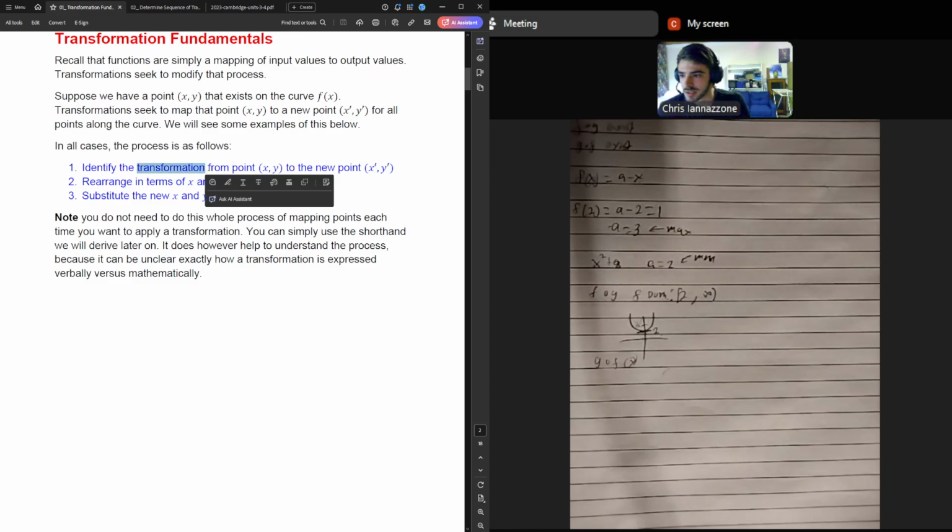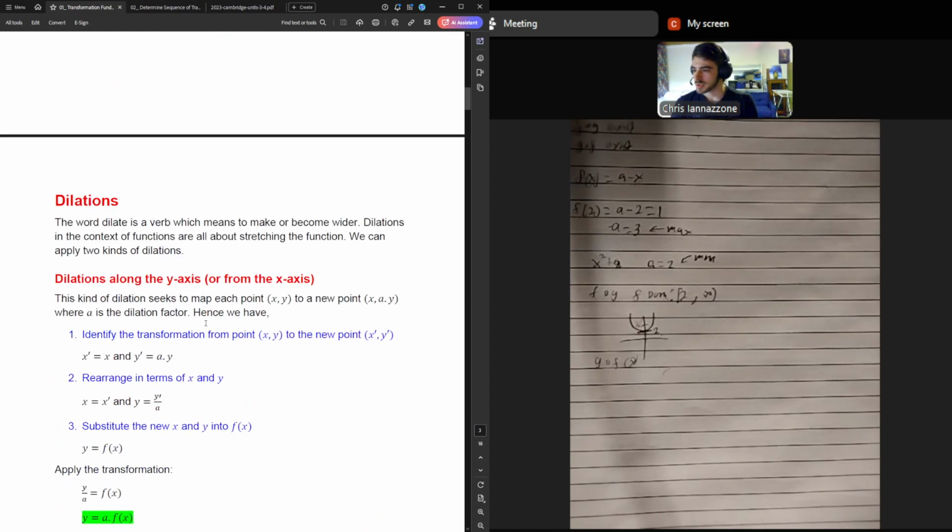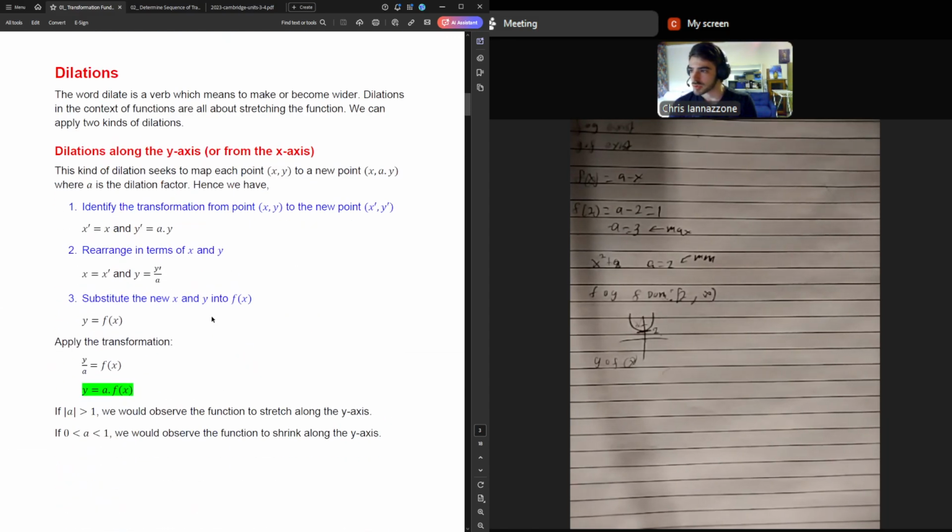And that starts by figuring out what is your transformation. From there, you want to rearrange to get back in terms of the original point, and then sub that original x comma y into your function, whatever that function is. So let's have a look at a few typical transformations, starting with dilations, right? Dilations are all about stretching a function, and mathematically speaking, these are observed by a multiplication on your x value or on your y value, depending on what you specifically want to dilate.